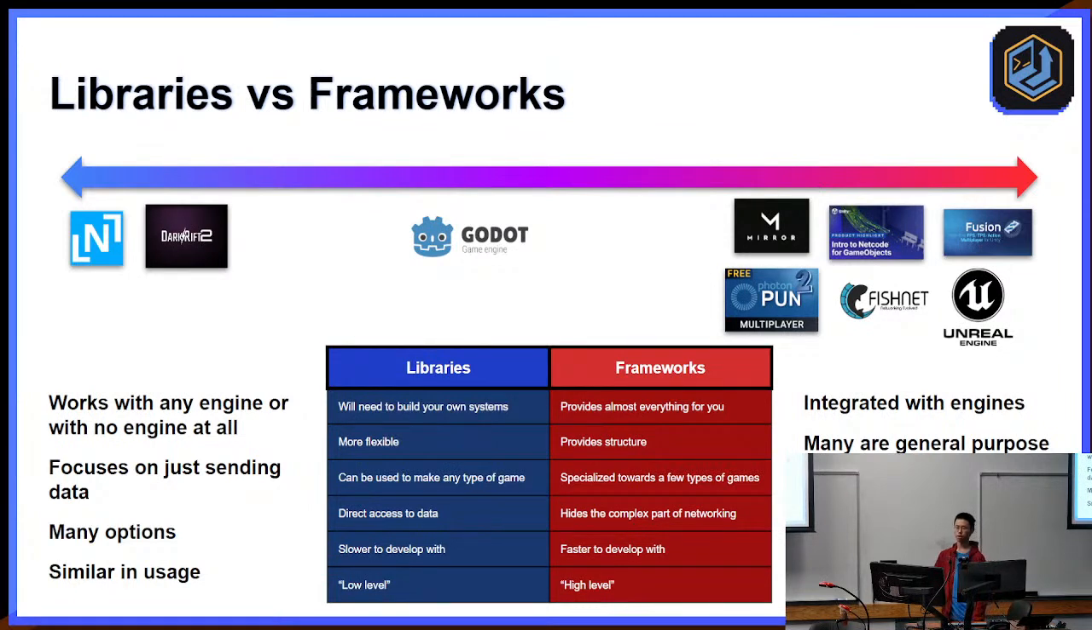So usually if you want to search for libraries, I would search for C++ networking library. For frameworks, I would search for Unreal networking framework. So with libraries, you search up the programming language plus networking library. With frameworks, you want to search engine plus the keyword of framework.